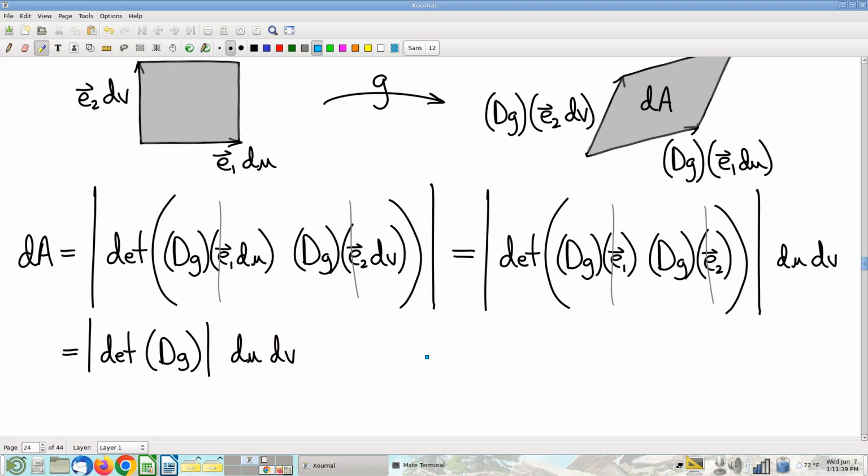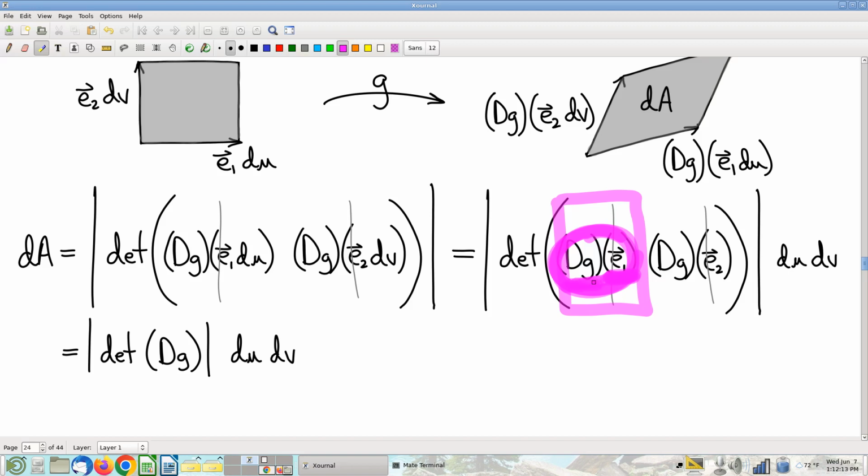Let's think now about this. Oh, let's see here. Let's look at this column right here. What can I say about this column? It's what I get when I multiply dg times the first standard basis vector. Wait a second. What happens when you multiply a matrix by a standard basis vector? You get the corresponding column of that matrix, right? So this product here, this says, let's take the first column of dg.